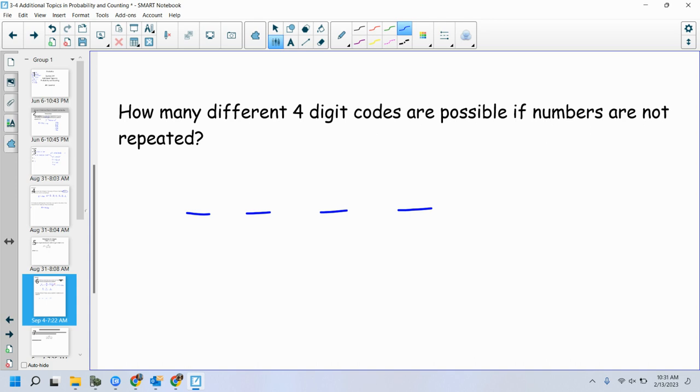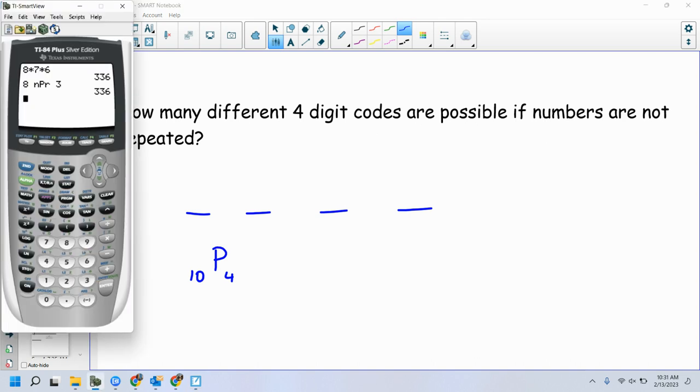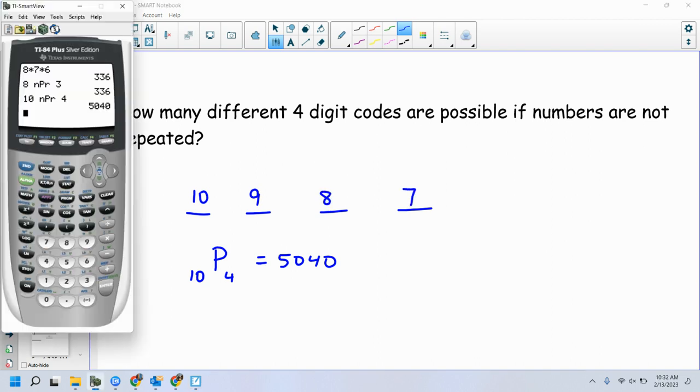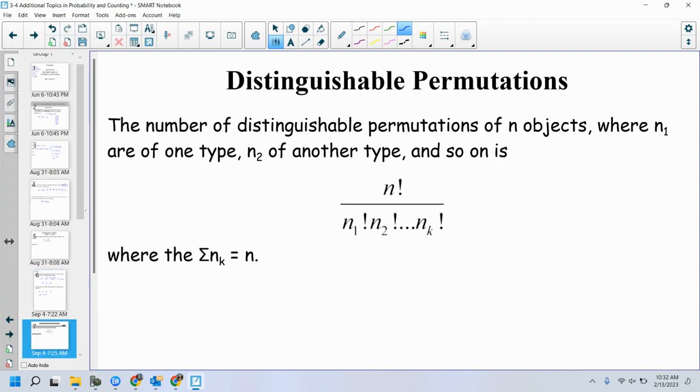How many different total possible numbers do I have? 10 options, right? How many am I picking? 4. So it's essentially just 10P4, which is 5040. Let's do this the old way. I have 10 here, 9 here, 8 here, and 7 here. 10 times 9 times 8 times 7 is 5040. Make sense?